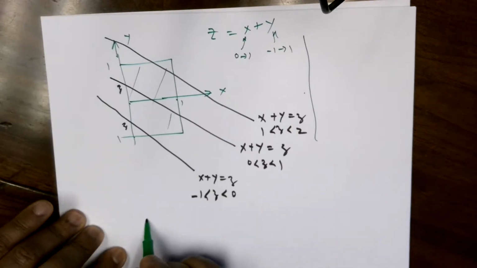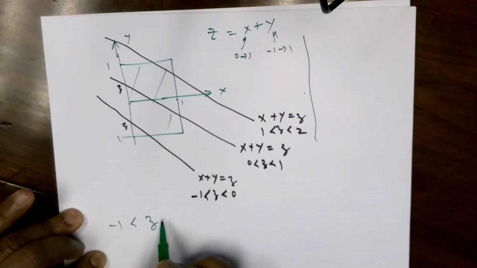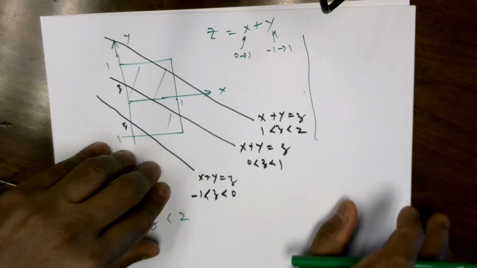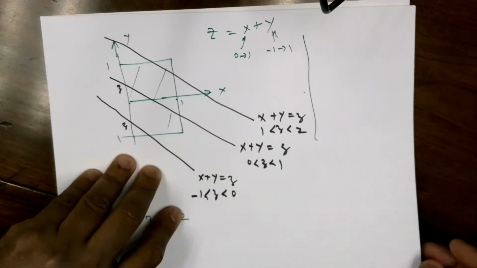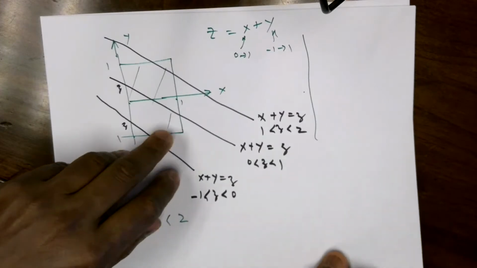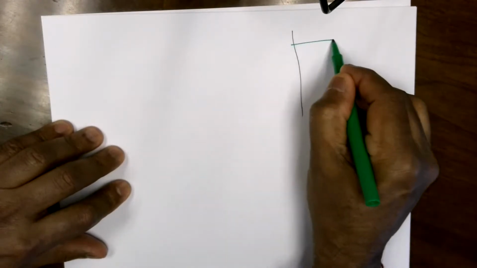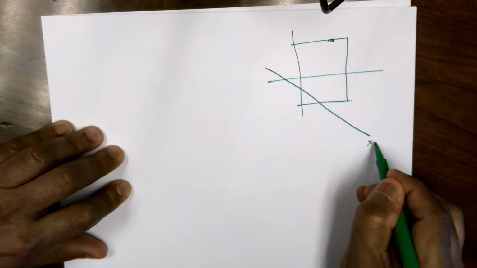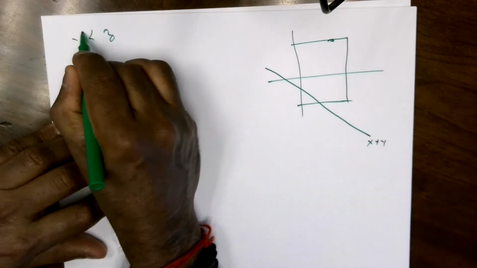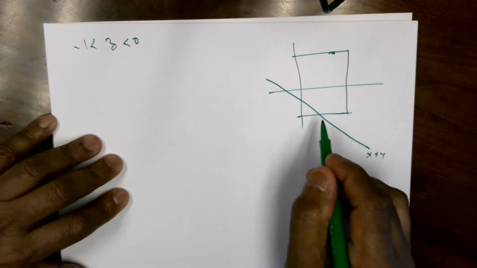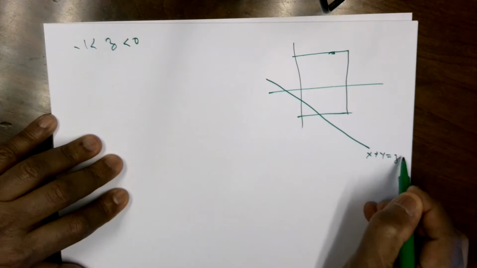So z goes between -1 and 2. That's the thing. And we are going to deal with one at a time. And we'll find the distribution function, and then we'll find the density function from there, especially for messy problems like this. So here is the case we are going to deal with, z between -1 and 0. And x plus y equal to z is this line.